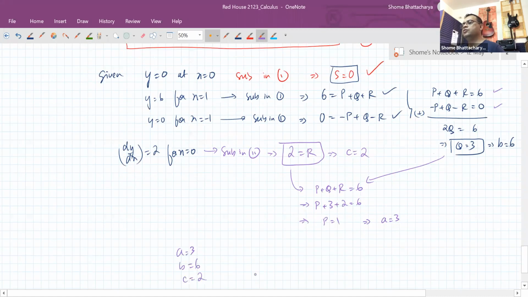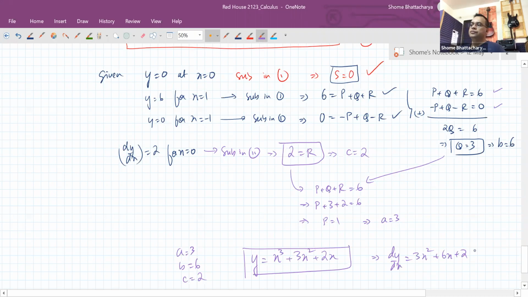And I also know the value of Y as a function of X, because P is 1, so that's X cube, plus Q is 3, plus R is 2, and S was 0. So I can see that its derivative is 3x square plus 6x plus 2, which also shows me the values of A, B, and C.